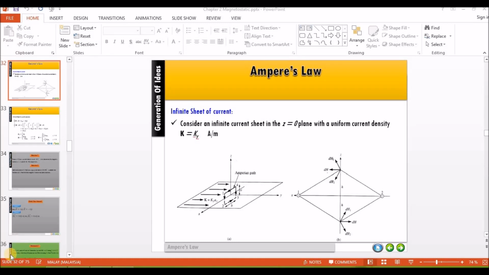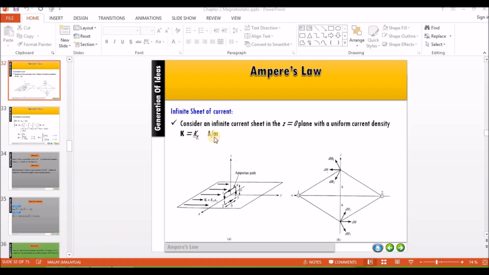Okay, now I'm going to share with you how to use Ampere's law to calculate the magnetic field which is created from an infinite sheet of current. So this will be the theory part in your PowerPoint slide.